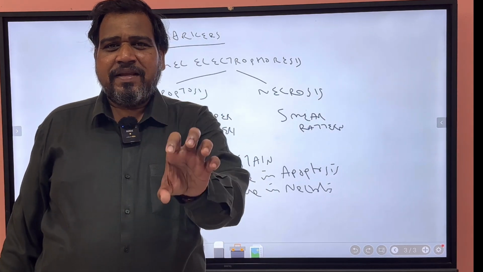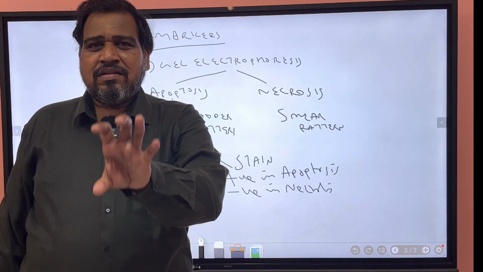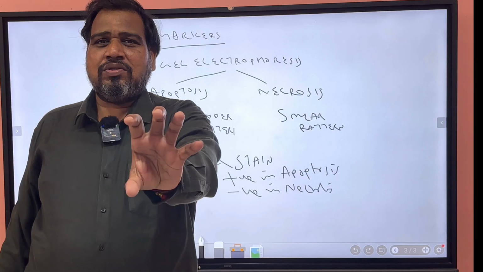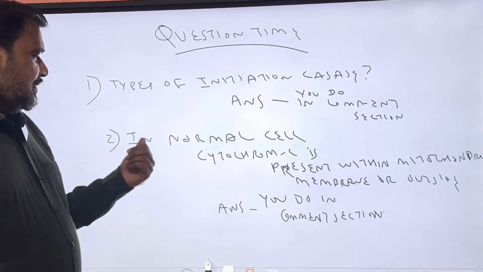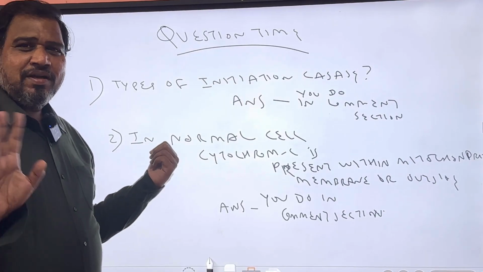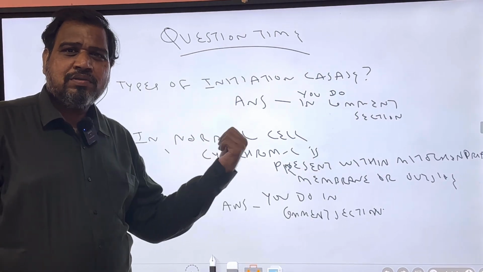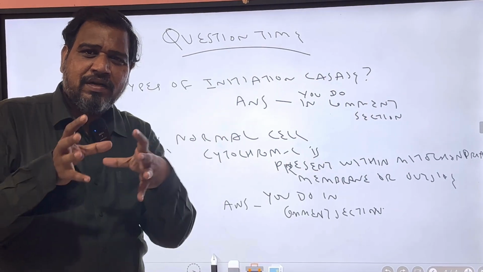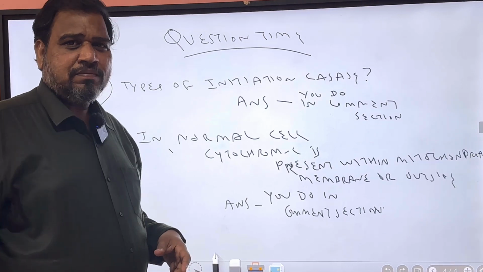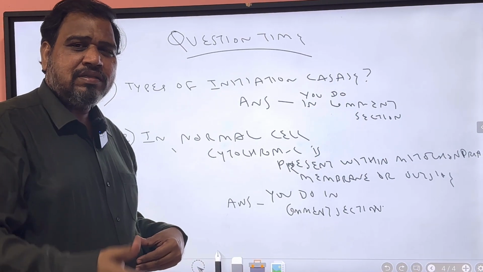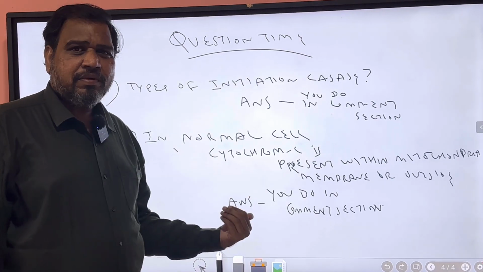Caspase 8, caspase 9, caspase 10: do these come under initiator caspases or execution caspases? That is the first question. My second question, I am not going to answer; you have to answer in the comment section. In a normal cell, will cytochrome C be present within the membranes of mitochondria or in the cytoplasm? So within the membrane, or outside the membrane inside the cytoplasm, you can answer in the comment section.